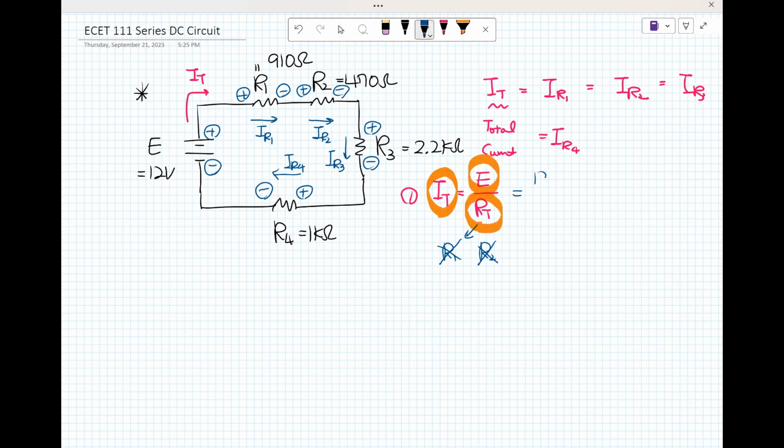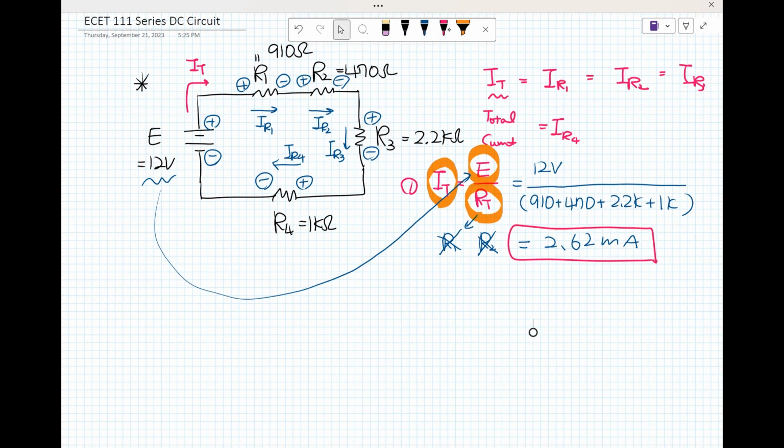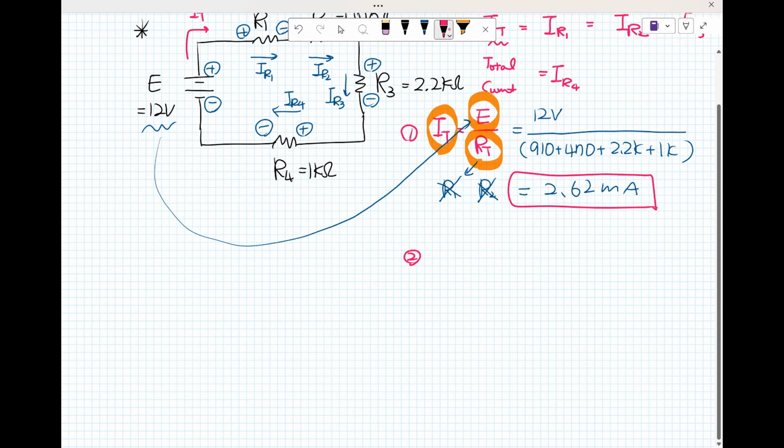So that was the 12 volts, because that was given here, divided by R sub T, which is 910 plus 470 plus 2.2K plus 1K. That should be 2.62 milliamps. So that was the answer for I sub T. Now, what is the V sub R sub 1? What is the voltage drop for R sub 1?